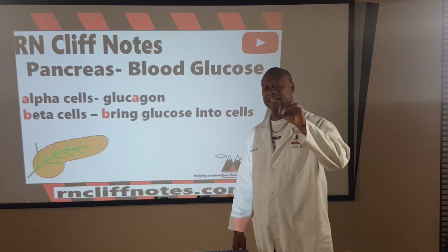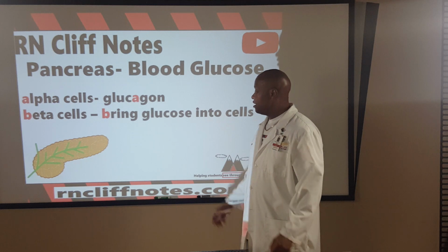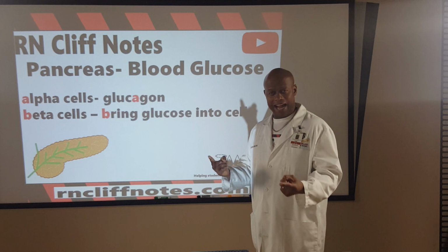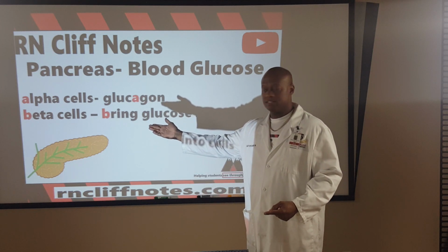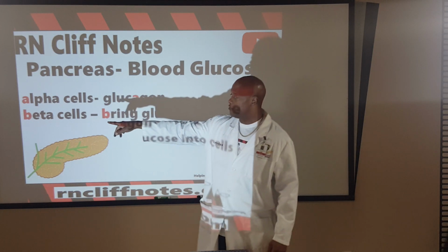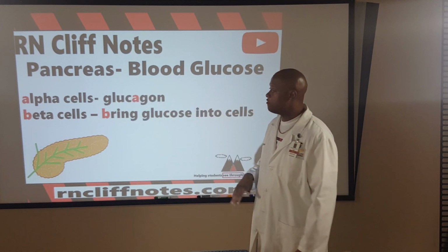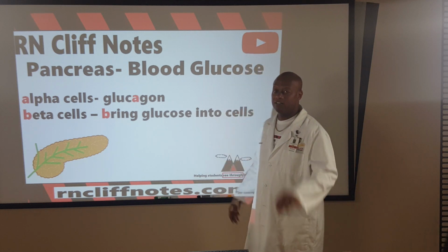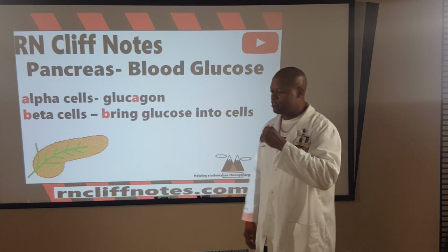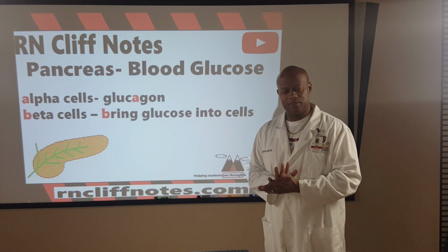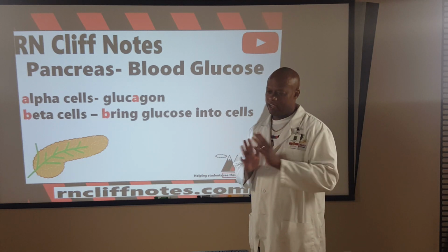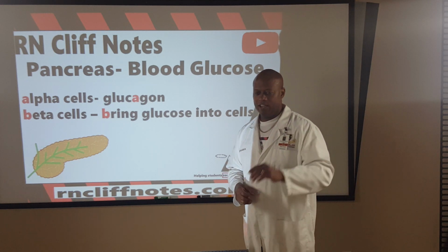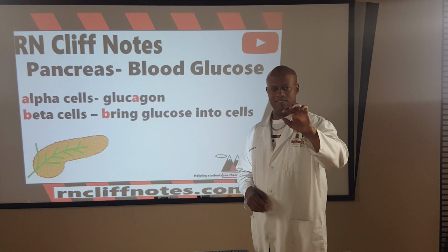So notice we highlighted the letter A. Why? When it comes to insulin or glucagon, which one has the letter A in it? Alpha cells? Glucagon does. Glucagon is secreted from alpha cells. Then we have beta cells. B for what? Bringing glucose into the cell. Wait a minute. So this is our Cliff Notes. So we're going deeper. Okay. Now what I want you to do is write this down or type this in. The word in, I-N, right?